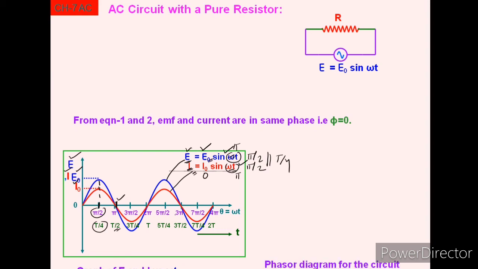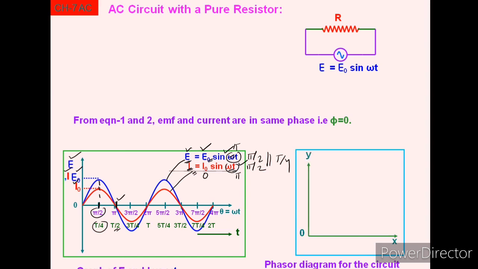Next, how can you represent this by a phasor diagram? For that, you have to draw the x-axis and y-axis, as you have seen how to represent in a phasor diagram. Then represent the EMF first. So this represents your alternating EMF, and the length represents the maximum value of the EMF. As there is no phase difference, the current also will be in the same direction. So this will represent your current, and the length represents the maximum value of the current.